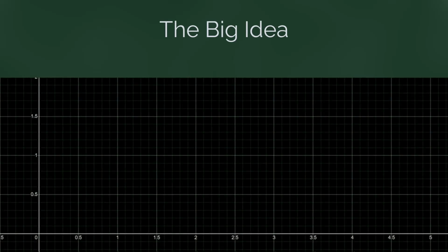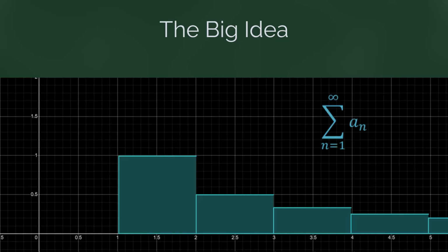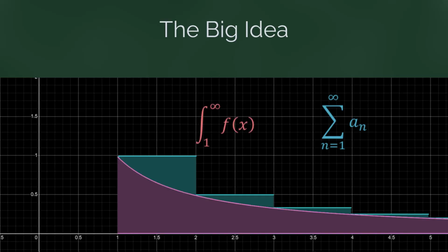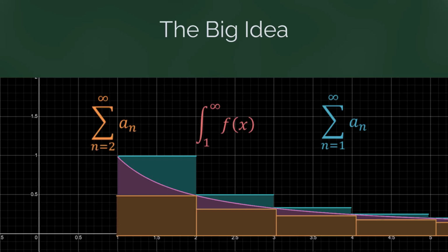Let's take a look now at these three areas we just visualized in comparison to each other. First, we have our blue area, which represented the series, the sum from n equals 1 to infinity of a sub n. On top of that, we have our function's integral, the integral from 1 to infinity of f of x. On top of that, we then have the series starting at 2, the sum from n equals 2 to infinity of a sub n.